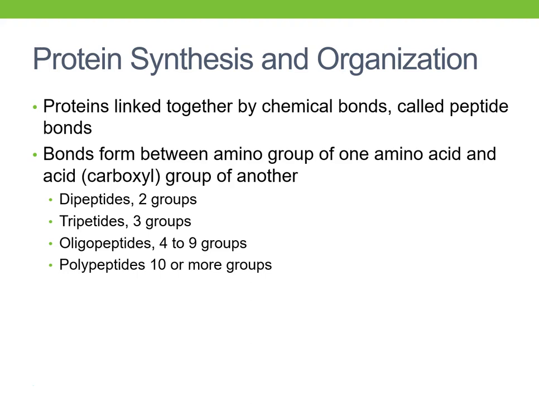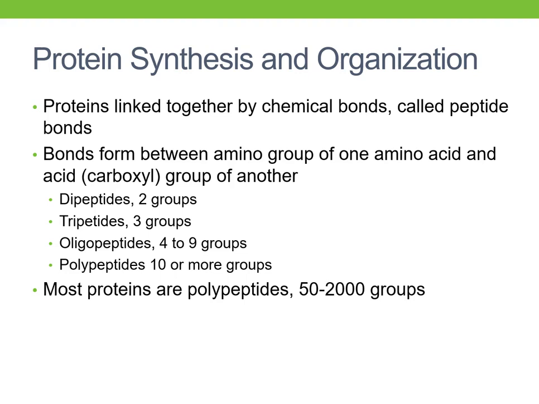Bonds are formed between the amino group of one amino acid and the acid group of another, which is what I had mentioned earlier. So those are going to be peptides, and they're going to be dipeptides, which is 2 groups. Tripeptides are 3 groups. Oligopeptides is 4 to 9 groups, and polypeptides are 10 or more groups. So again, you can see we might have something that's fairly simplistic to something that is much more complex.